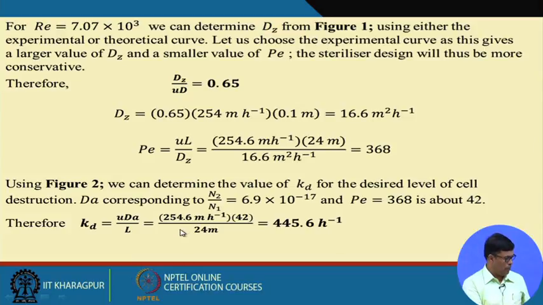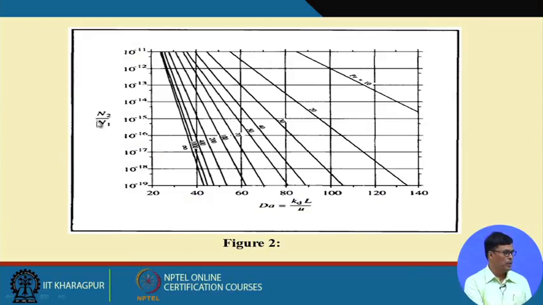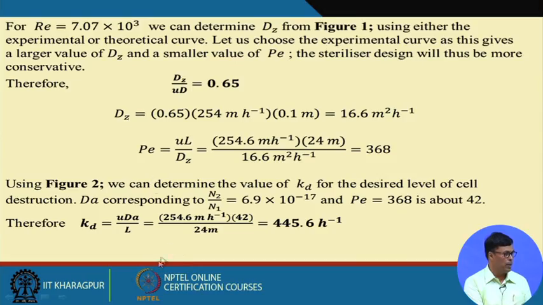Now if you look at figure 2, it is the plot of N2 by N1 against the Damkohler number, KDL by U. You have different values here, so if you know this value, you can find the corresponding value. If the N2 by N1 value is 6.9 × 10^-17, and the Peclet number is this, then the Damkohler number comes to about 42.